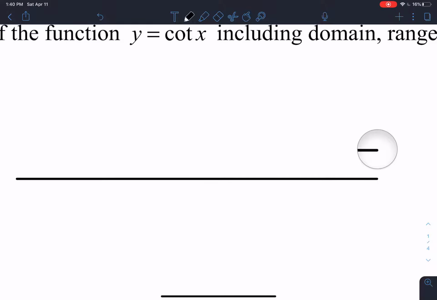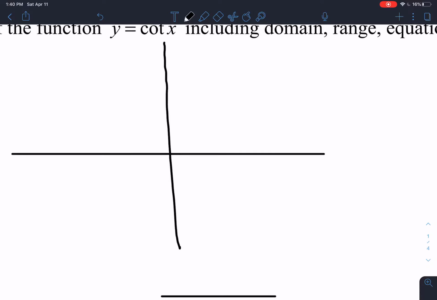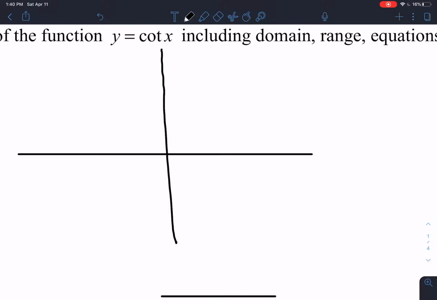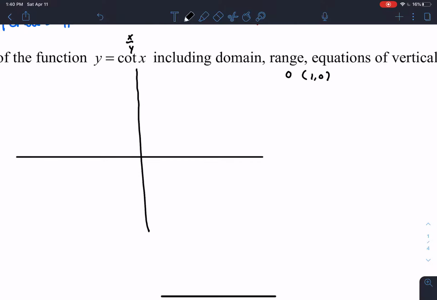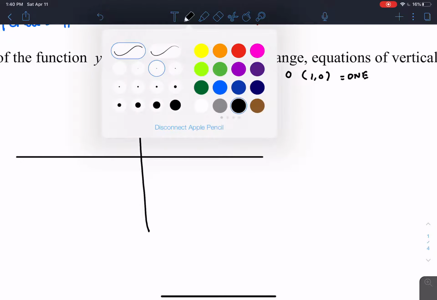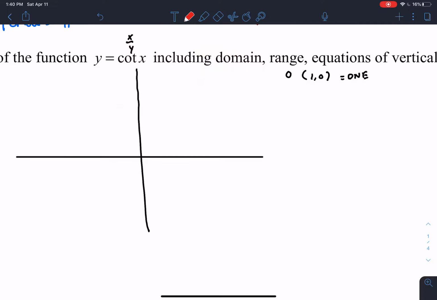Now, when we did tangent, we started at x equals 0, and that was a point. But if I do the coordinate at 0, and now cotangent is x over y, if I do 1 over 0, I get does not exist. So instead of a point being at 0, I'm going to have an asymptote.